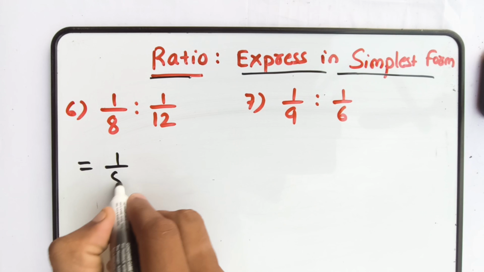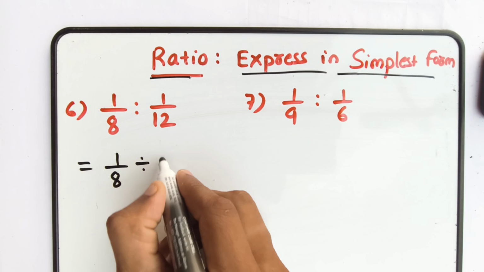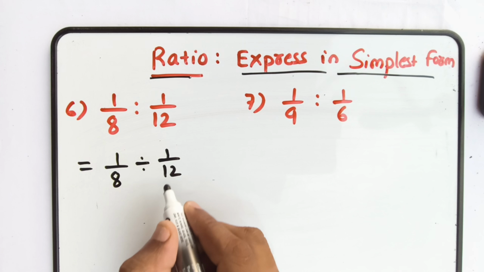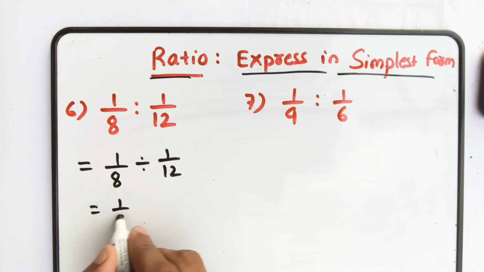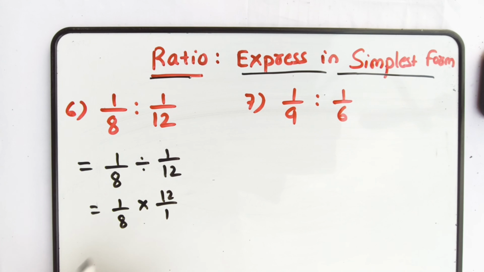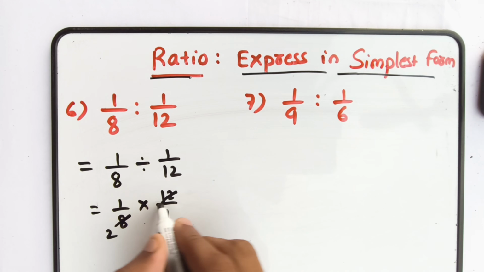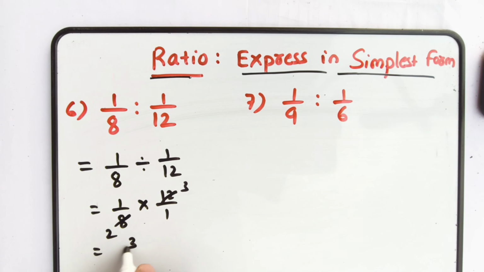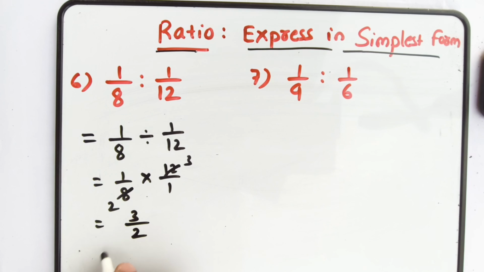Let us take one more question. 1 by 8 ratio 1 by 12. I said ratio is nothing but division. We know that division can be written as multiplication by taking the reciprocal of 1 by 12, that is 12 by 1. 4 2s are 8, 4 3s are 12. The answer is 3 by 2, that is 3 ratio 2.